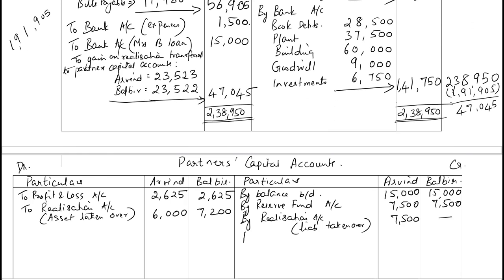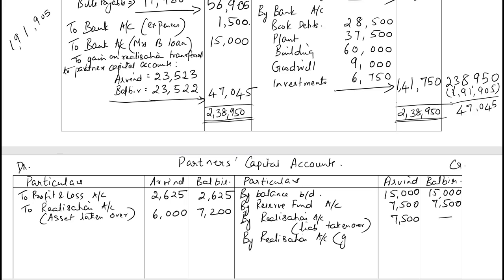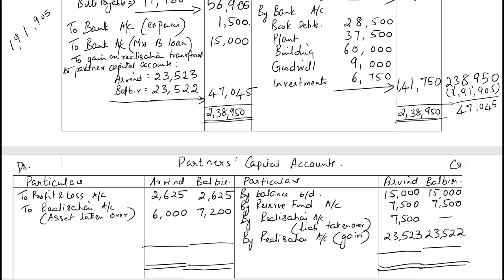Finally, let's transfer the gain on realization by realization account. For the gain on realization, it's 23,523 for Arvind and 23,522 in the case of Balbir. We'll balance the accounts and get the amount of the final settlement to bank account for the final settlement.